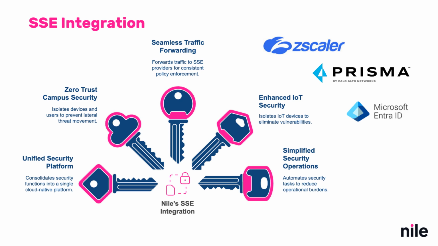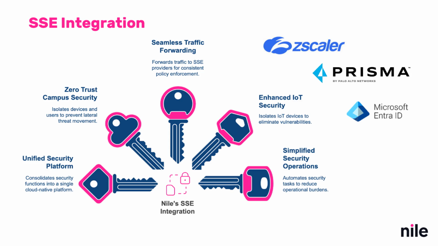Lastly, let's dive into how Nile integrates with Secure Service Edge, or SSE platforms. SSE is all about consolidating key security functions like secure web gateways, data loss prevention, and cloud access security into a single cloud-native platform. This means users and devices are protected no matter where they connect, from the office, home, or anywhere in between. Nile complements this by delivering zero-trust security at the campus level.